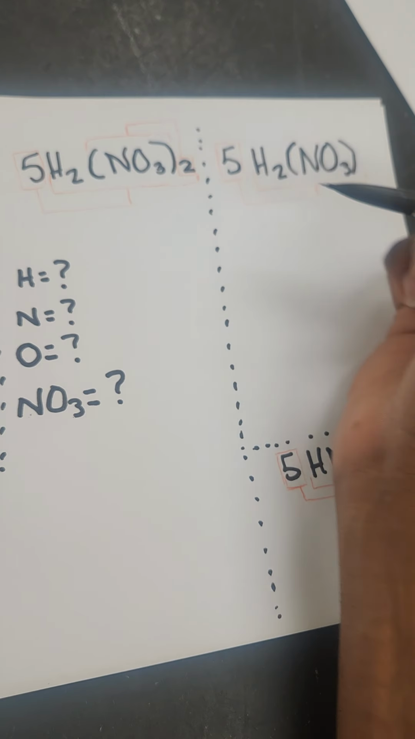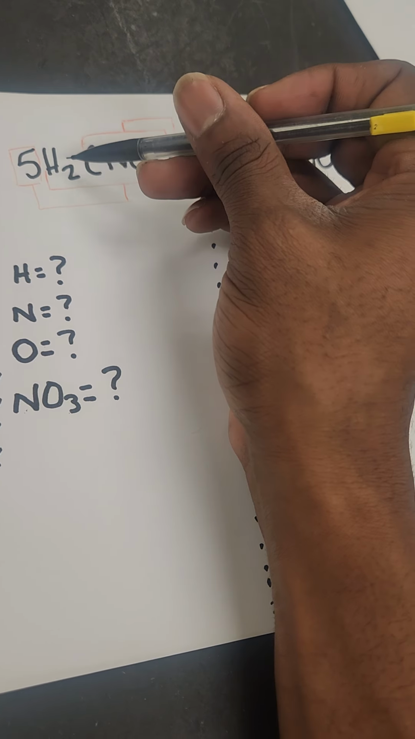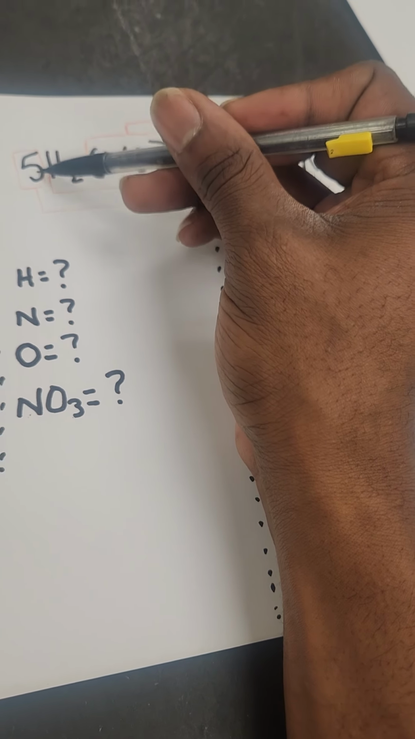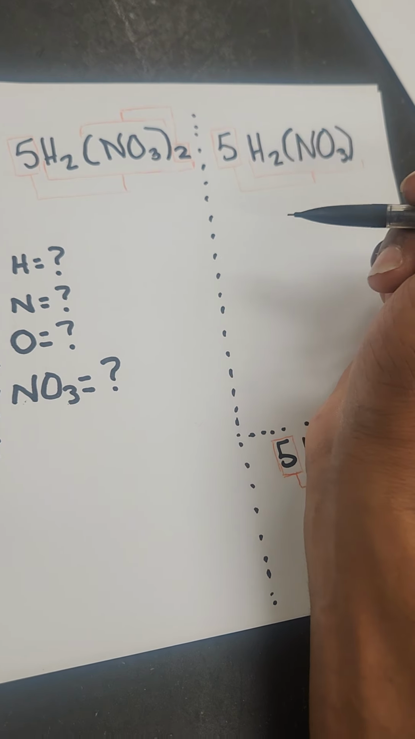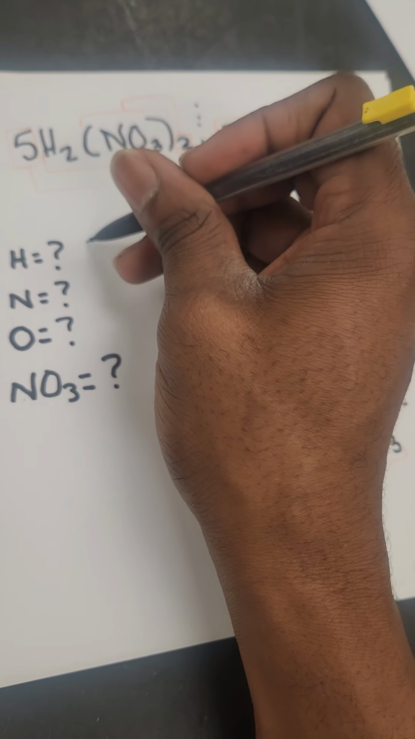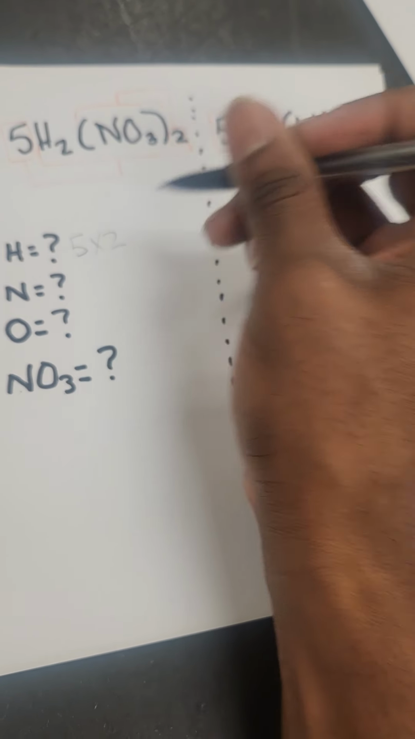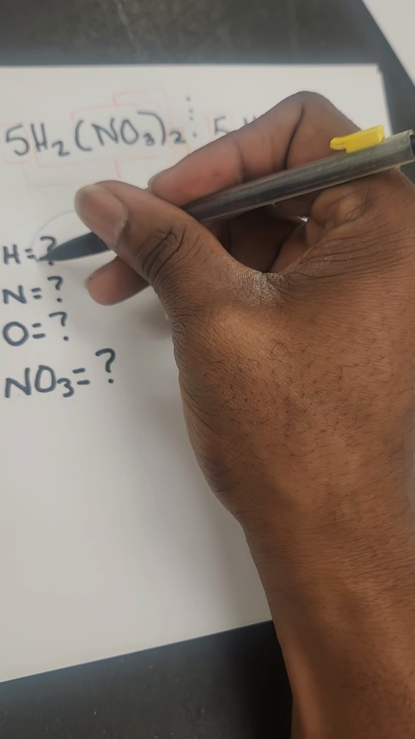Let's start with the hydrogen. With the hydrogen, you'll notice that there is the 5, which applies to the whole thing, and then there's a 2, which applies only to the hydrogen. So you're going to say 5 times 2 gives you your answer.